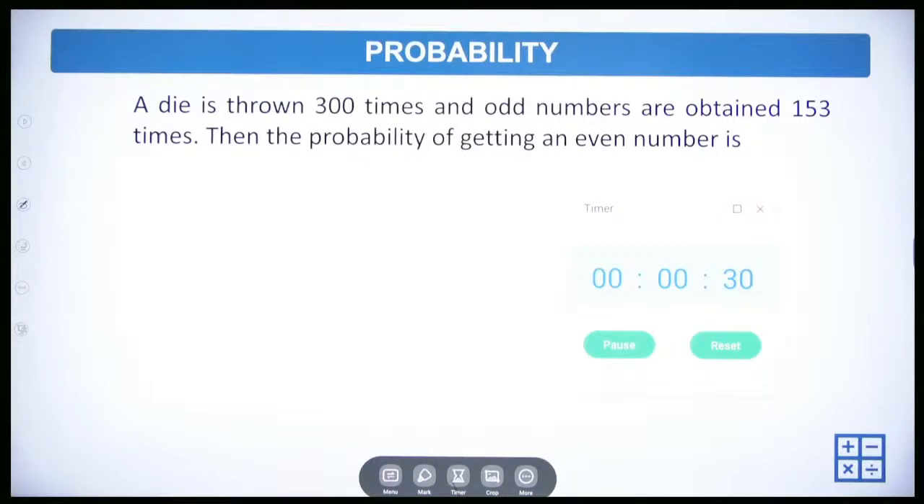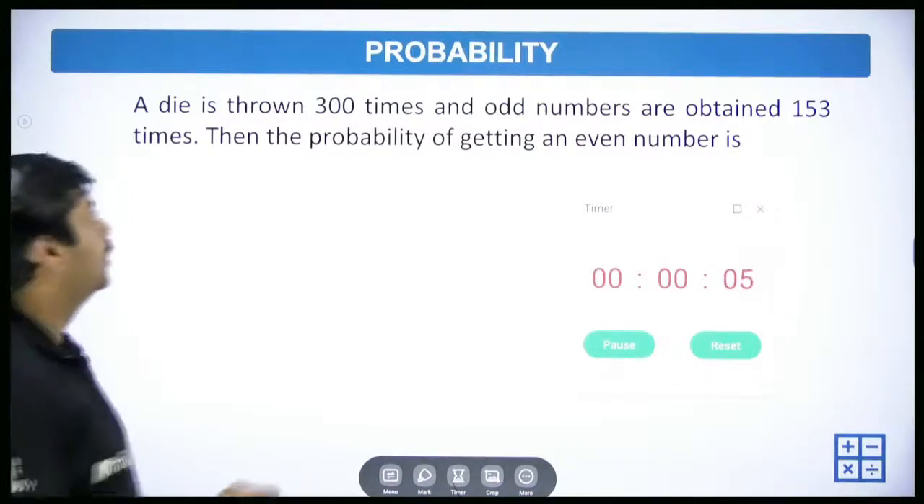Last 30 seconds, so please try to solve that properly. It's very simple, 300 times. If you're getting, out of 300, 150 times odd numbers, you know how to get an even number. How many times will even number be repeating? Right, so let's try to solve this one.